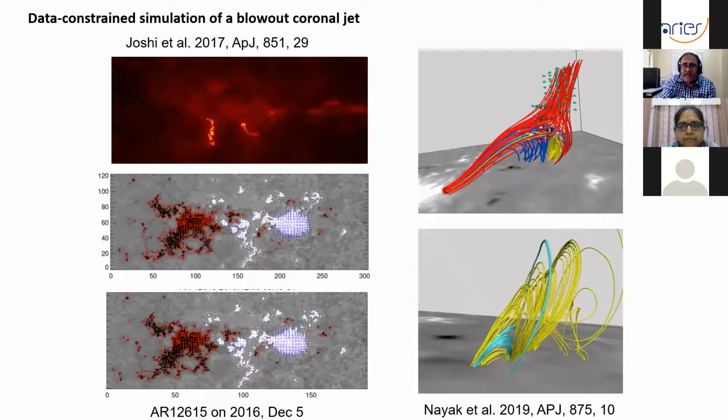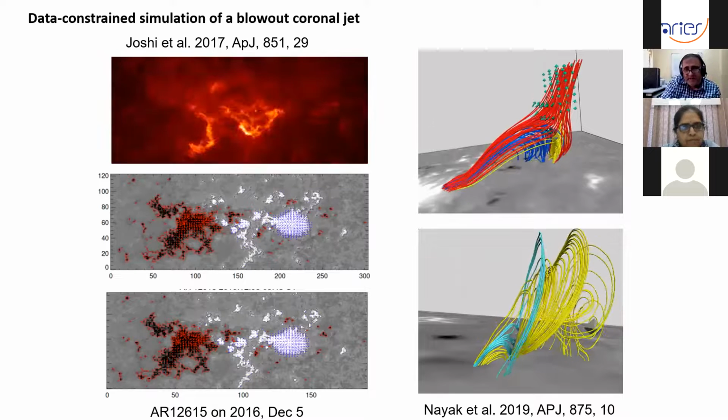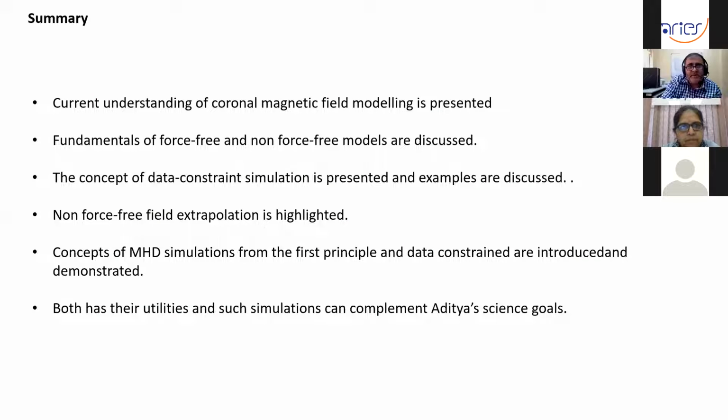So with that, let me come to the end of my presentation. I have presented the current understanding of coronal magnetic field modeling. Fundamentals of force-free and non-force-free models are discussed. The concept of data-constrained simulations is presented, and examples are discussed. I have highlighted non-force-free field extrapolation because we do it over here, but equally well in other groups, other areas, other countries, people use nonlinear extrapolation techniques also.